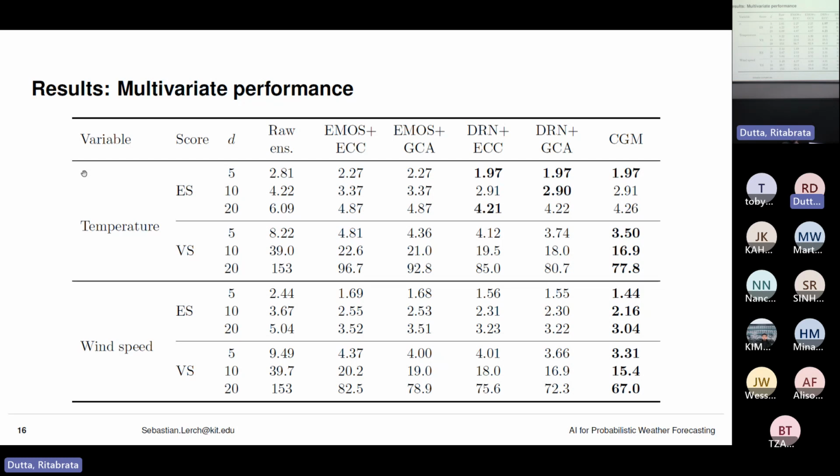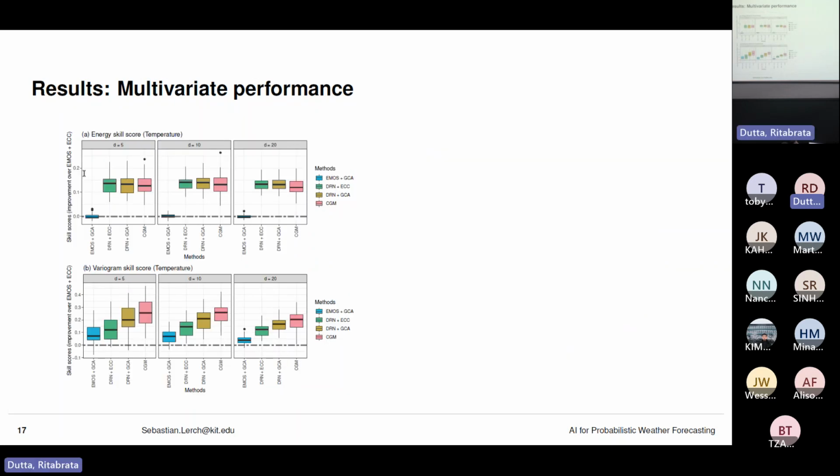And without focusing too much on individual details, you can see that our model on average performs best for most of the cases. The only exception here is temperature when evaluated with an energy score, where it's competitive to the best alternatives, but slightly outperformed by, for example, this DRN model and ECC or GCA, depending on exactly which case you look at.